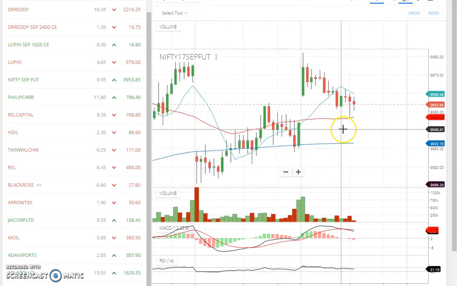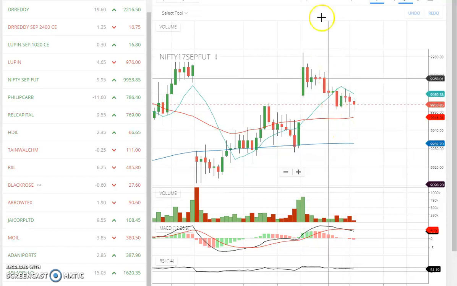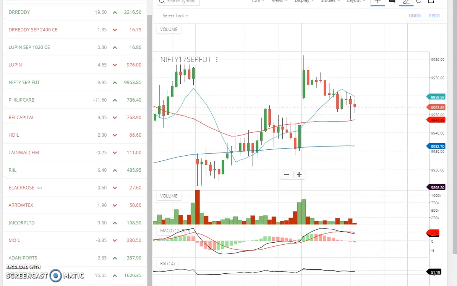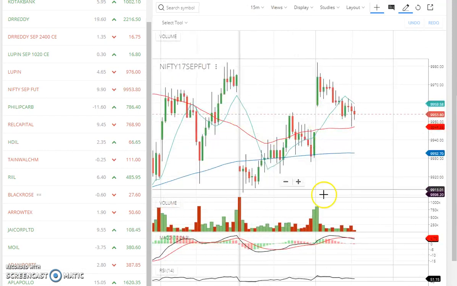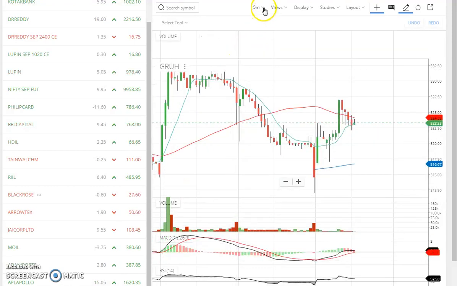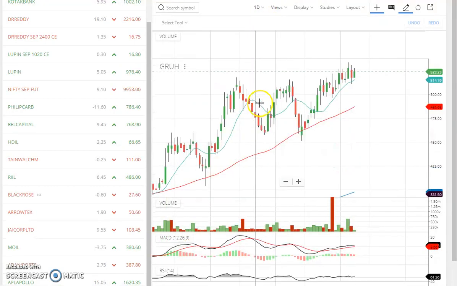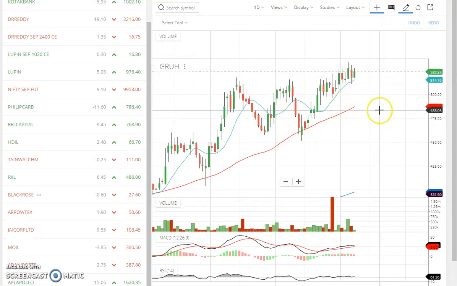So let me again reiterate some of the basics. You all asked me, what is the time frame? The time frame I always prefer is 15 minutes for Nifty. For Nifty, it's always 15 minutes. And for any other stock, when I need to trade in a stock, I always use 1 day. There is no other time frame but 1 day. This is what I use for any other stock.